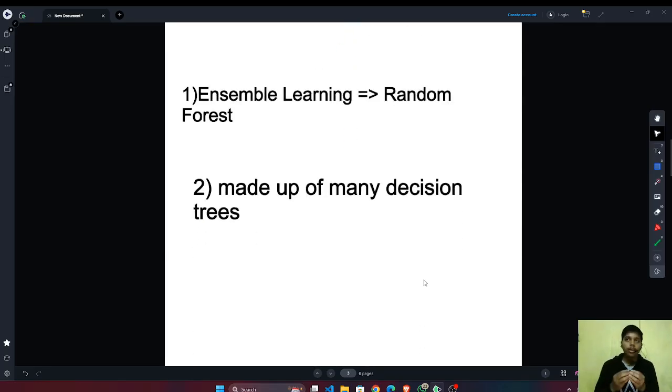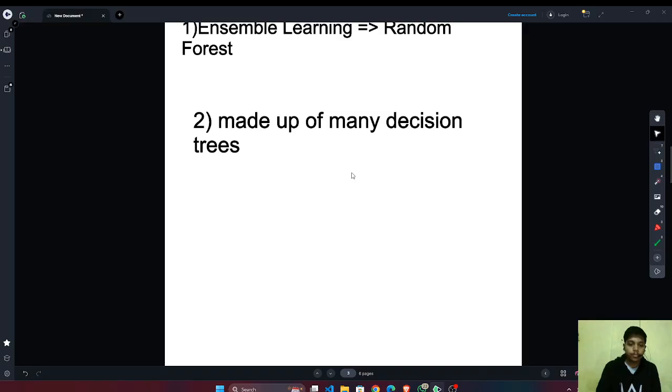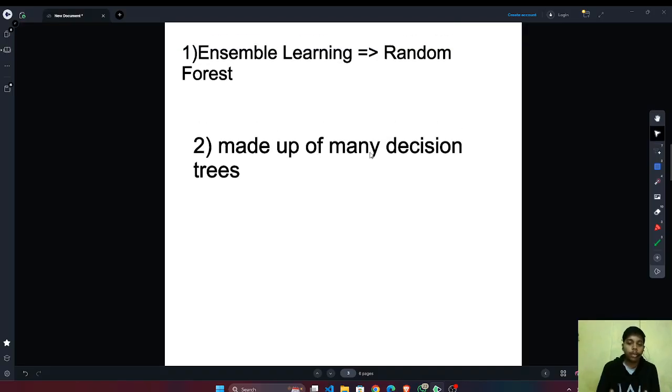So let's understand random forest a bit better. Random forest is a type of ensemble learning. For those who don't know what ensemble learning is, it just means we are taking more than one algorithm. In random forest, the algorithm we take is decision tree. We take more than one decision tree and get our output from multiple decision trees. As you can see, this is made up of many decision trees.